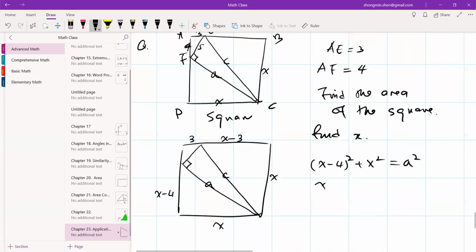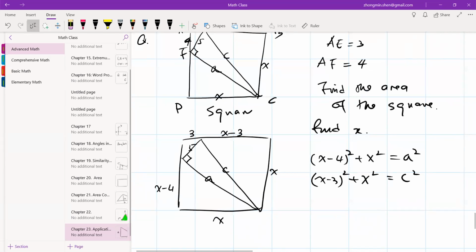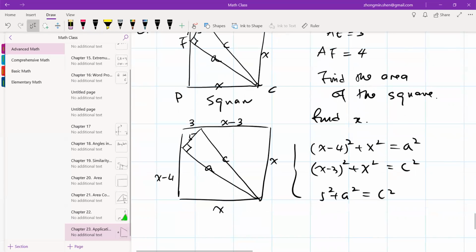Then another one is x minus 3 squared plus x squared equals c squared, right? Since there's a right triangle inside, 5 squared plus a squared equals c squared. Are you able to find x? Are you able to find x? 16, you say, right? Yes.